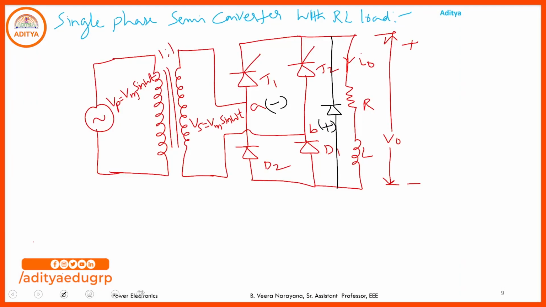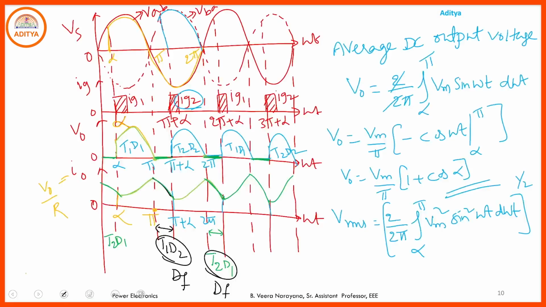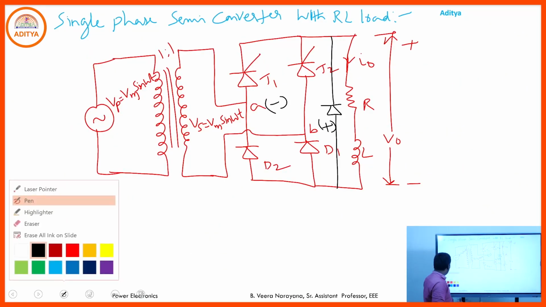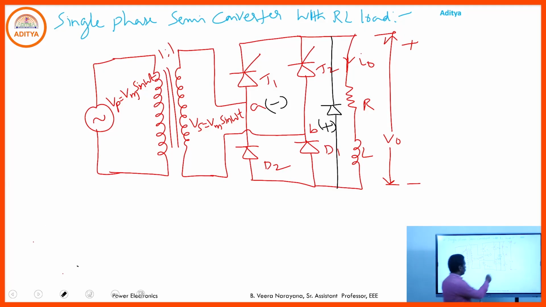And if we go through the RLE load, in continuous conduction mode, there is no effect of the back EMF. We are getting the same performance. If you go through the discontinuous conduction mode, then the back EMF comes into the picture. In discontinuous conduction mode, what do you observe? For example, for the same half controlled converter with the RLE load, we will see how the waveform varies.